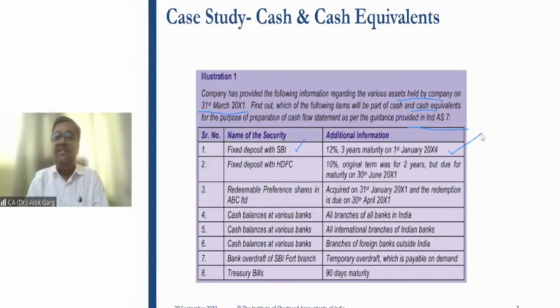So your cash and cash equivalents are short-term, highly liquid investments, which can be convertible into a known amount of cash and which are not having significant risk of change in value, or I can say which are subject to insignificant risk of change in value. So what is meant by insignificant risk of change in value?